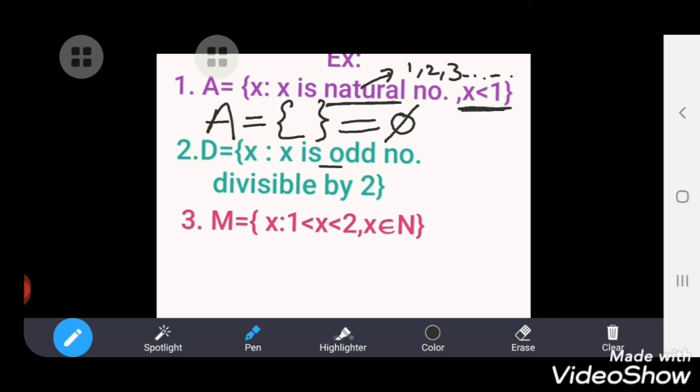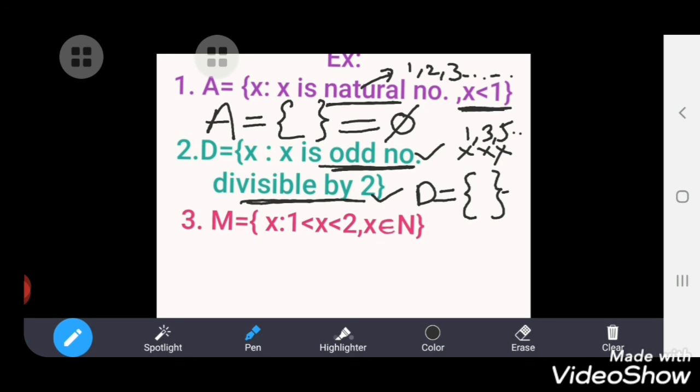And D is equal to {x such that x is an odd number and divisible by 2}. If you observe, the definition of odd number itself says that odd numbers are the numbers which are not divisible by 2. Here you have to take the odd numbers which are divisible by 2. So it is not possible, because odd numbers means 1, 3, 5 and so on. 1, 3, 5 are not divisible by 2. So to write the roster form, D is equal to, we open the bracket but no element satisfies this condition. So this is called the empty set.